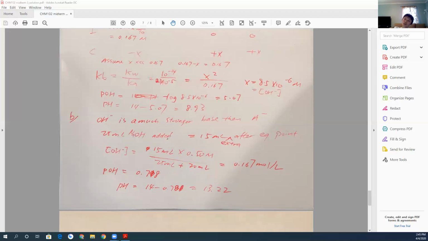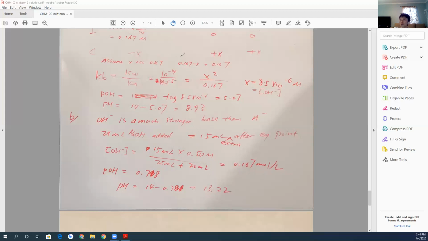So if you look at chapter 19.2, for the titration between a weak acid and a strong base, the example is given. So you can use the same approach for this type of problem.